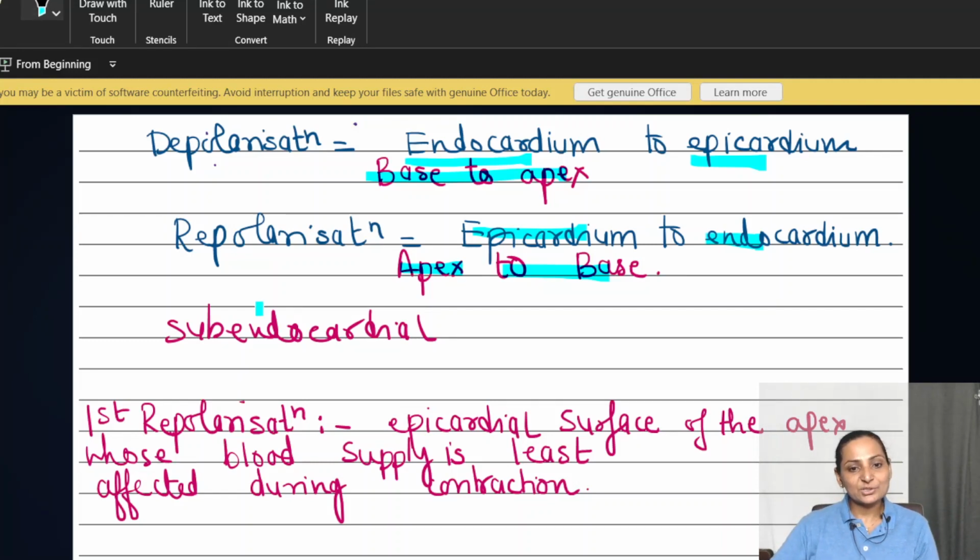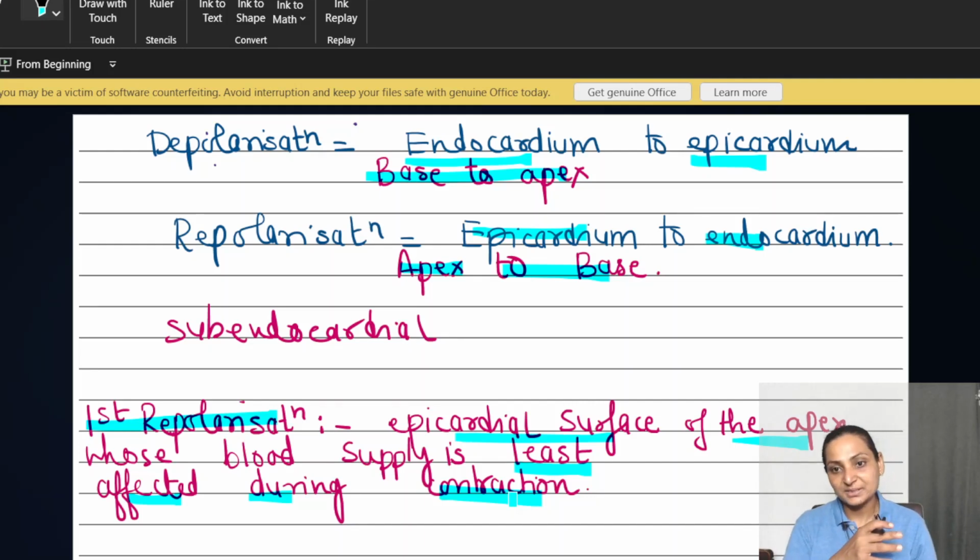So here comes the question: who is the first to be repolarized? We have seen the last to be depolarized: the subendocardial portion of the left ventricle and the pulmonary conus. The first to be repolarized is the epicardial surface of the apex, whose blood supply is least affected during contraction. That means the part whose blood supply is least affected is the part that is going to repolarize first. So these 2 to 3 slides are very, very important to understand the further basics of the ECG leads and the waves.